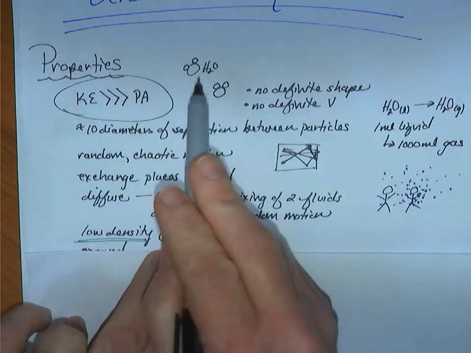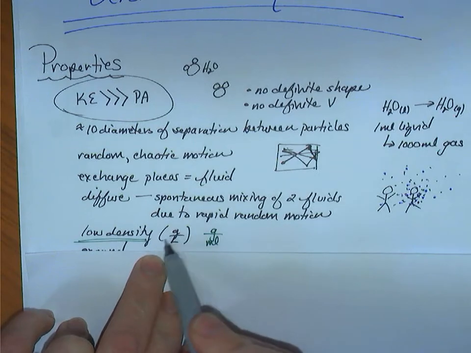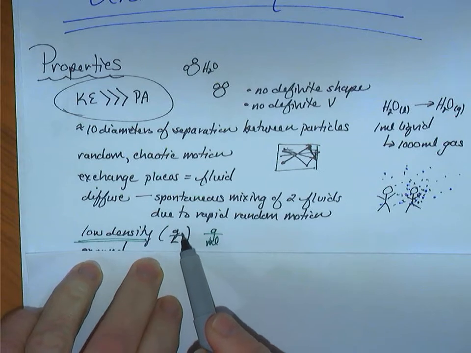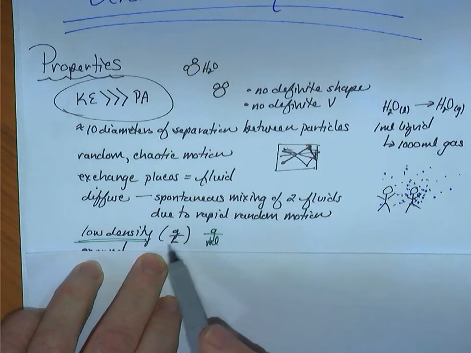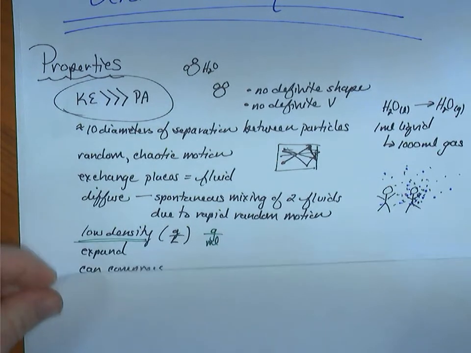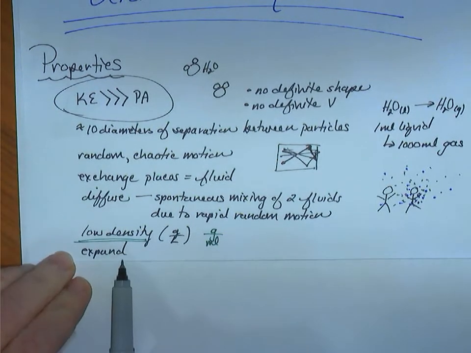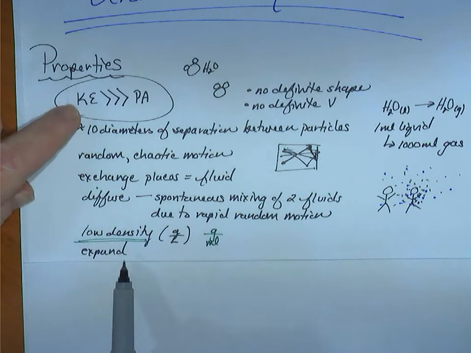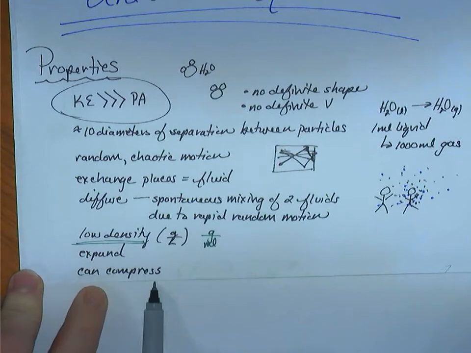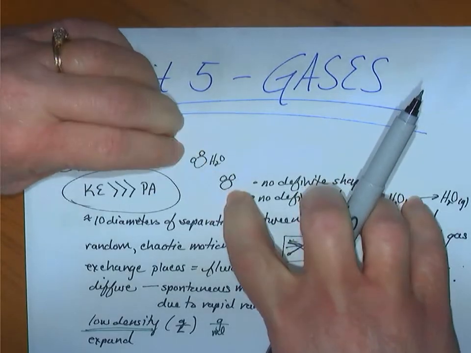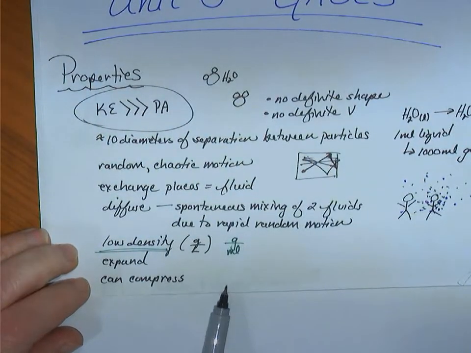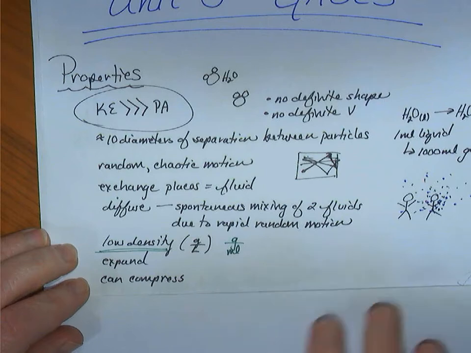Gases have very low density. Again, very little mass in that huge amount of space because of the emptiness. We usually use the units of gram per liter for gas density. Solids and liquids, usually gram per milliliter. Gases naturally expand to fill their entire container because of that kinetic energy. But because of the empty space, you can compress them. If you bring the particles closer, you're just getting rid of the empty space. Solids and liquids are incompressible. They don't have any of that empty space.